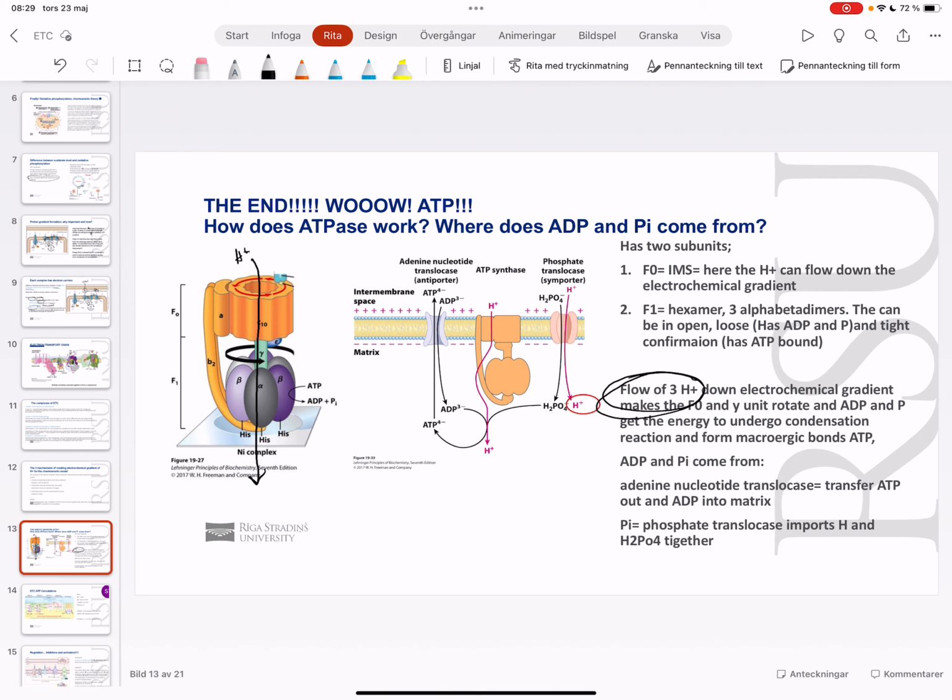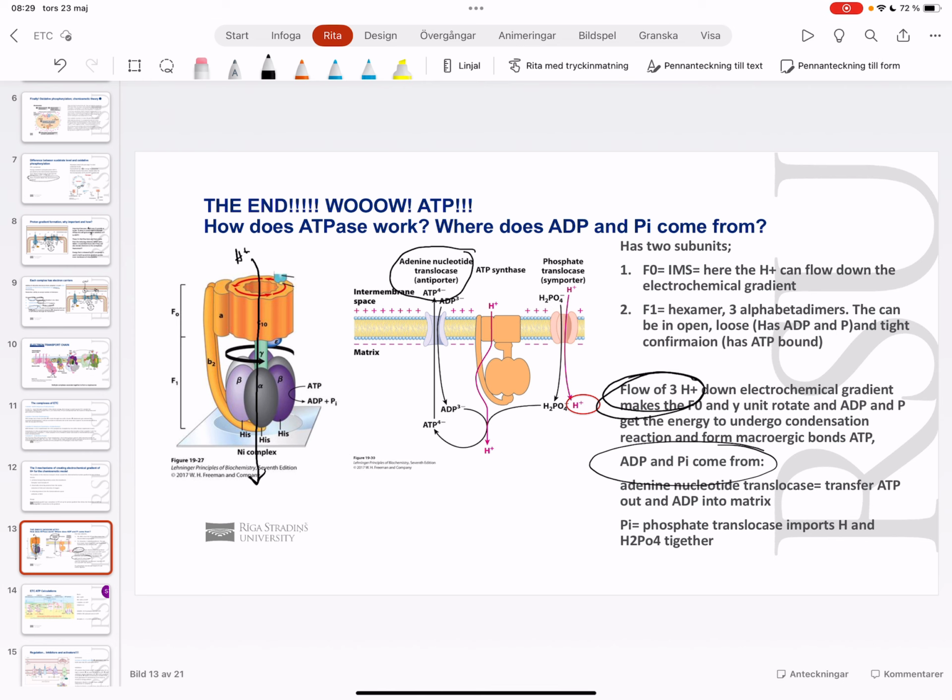And so where do these ADP and inorganic phosphate come from? They will come from 2 transporters. So we will have adenine nucleotide translocase, which is an antiporter. So it will transfer ATP out of the mitochondria and ADP into the matrix.